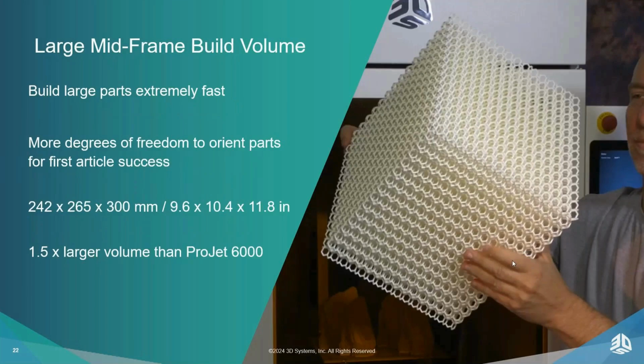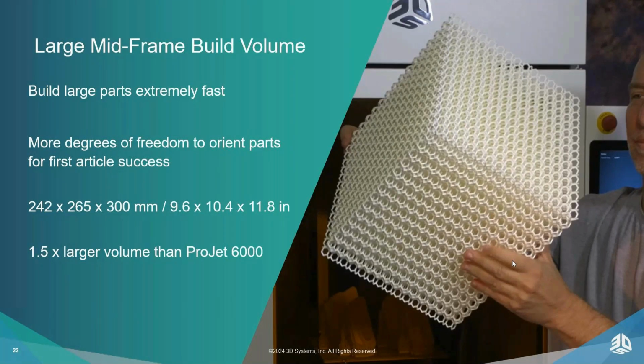Okay, so as mentioned earlier, with the PSLA 270, you have 2 HD projectors. Now, those projectors do not work separately. They work together to deliver the large mid-frame build volume of 242 by 265 by 300. As well as allowing you to build thousands of smaller parts and large parts very quickly, as in this photo, it also helps with your first article success, because you now have really greater freedom than you would with a smaller system to orient your parts in the most optimal way on the build platform to ensure that your parts come out successfully the first time round.